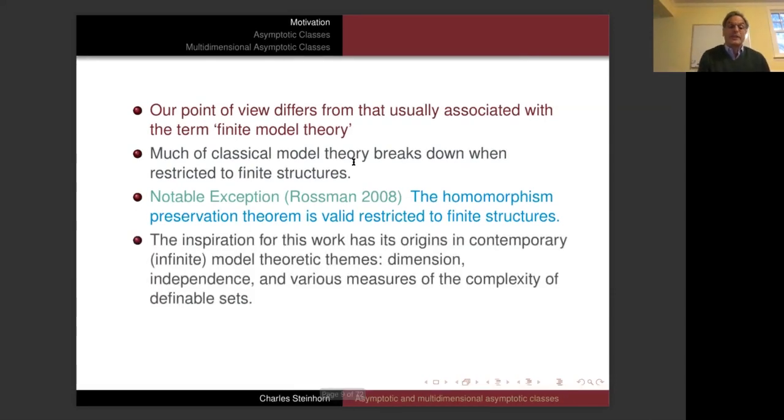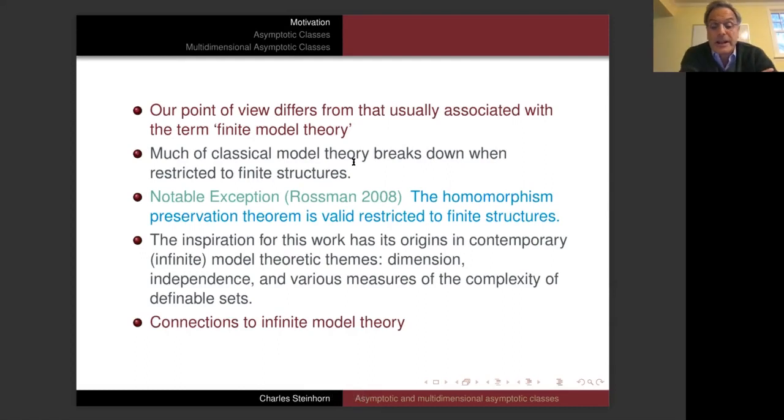So the inspiration for this work has its origins in contemporary infinite model theoretic themes such as independence and dimension and various measures of the complexity of definable sets. And I think we're seeing this work being done by lots of others. For example, in Gabe Conant's beautiful talk yesterday, and work of Caroline Terry with Anand Pillay, work of Marianthi Maliaris with Saharon Shelah, and work of Artyom Chernikov and Sergei Starchenko, just to name a few, I think are very much doing work in this spirit. And I'll say that there are connections to infinite model theory that I'll point out along the way.